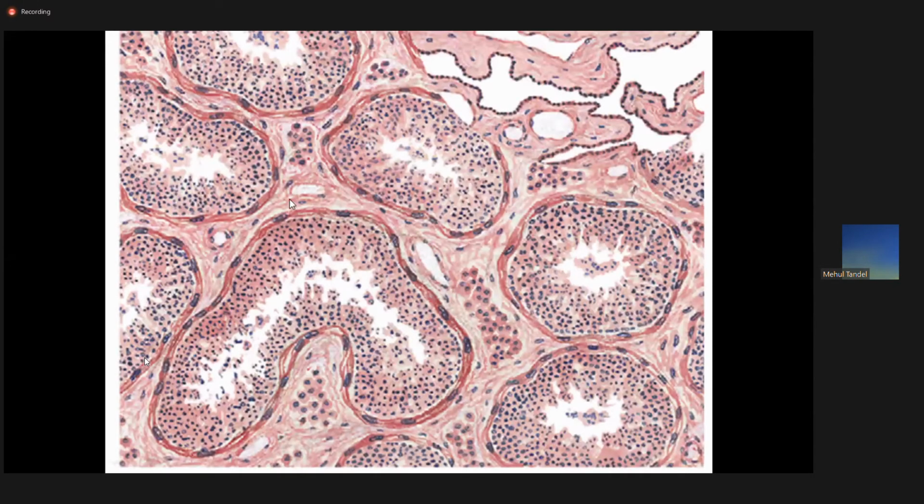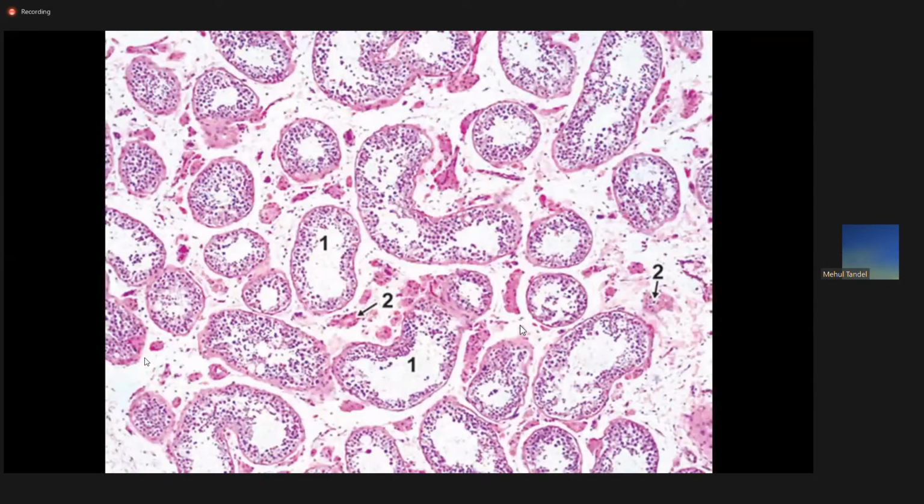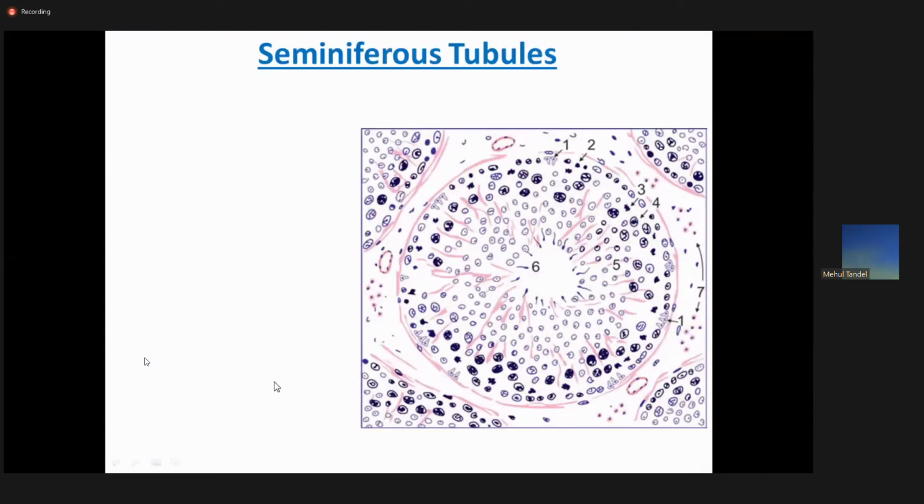All these are seminiferous tubules surrounded by the interstitial connective tissue, and within the tissue you can see blood vessels, lymphatic vessels, and this group of cells, which are the interstitial cells of Leydig. So that is about the structure of the lobule. Now let's see the structure of seminiferous tubule.